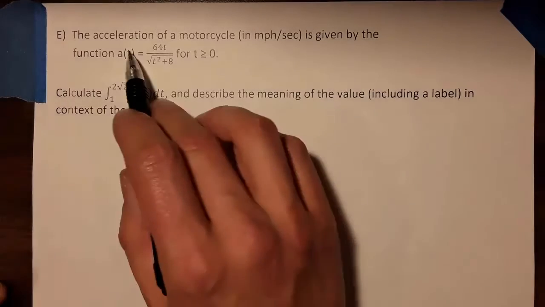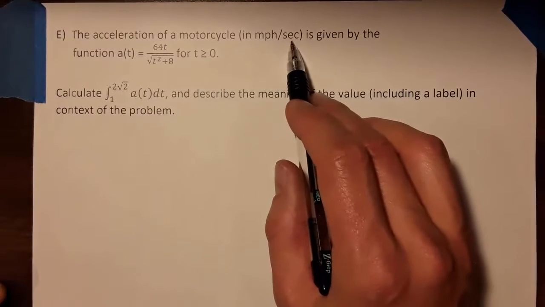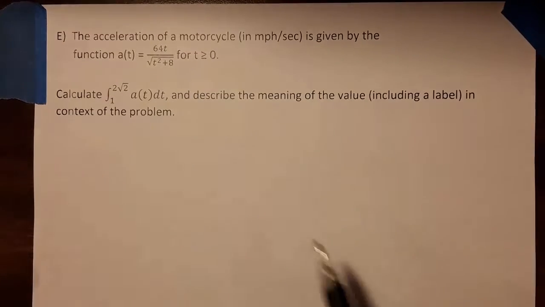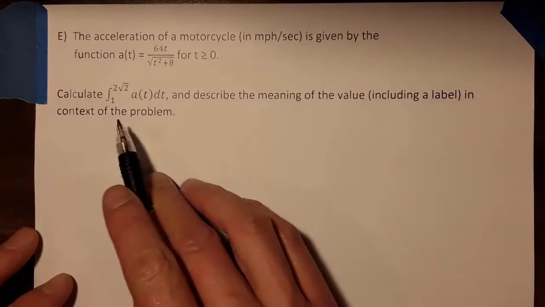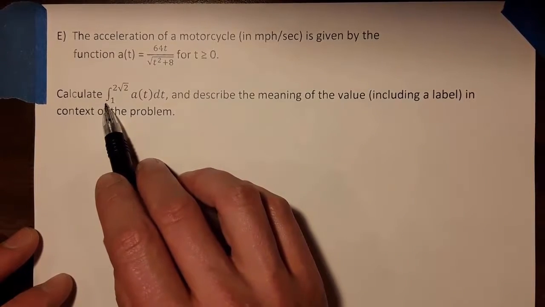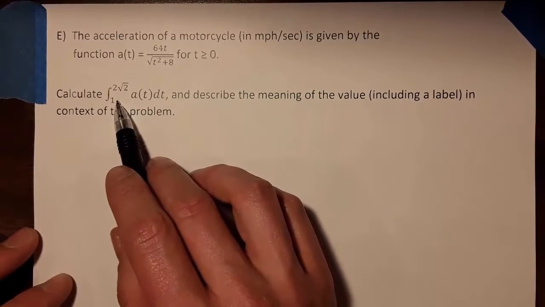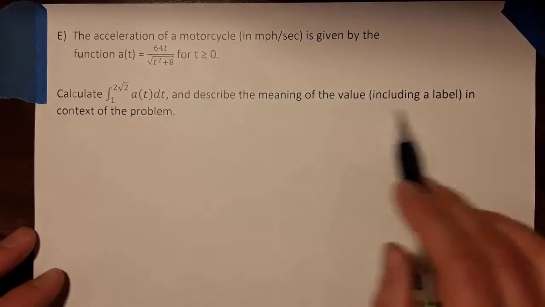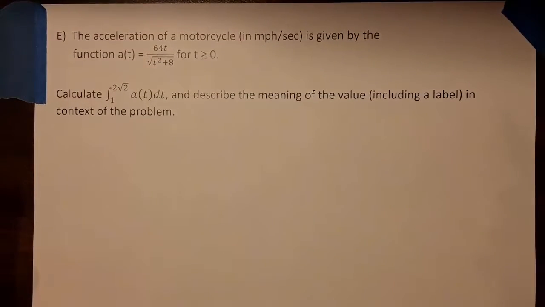All right, here we're given an acceleration function in miles per hour per second for a motorcycle. This is clearly not based on personal experience. We're going to calculate the integral from 1 to 2 squared of 2 of that acceleration function, then describe what it means, including a label.